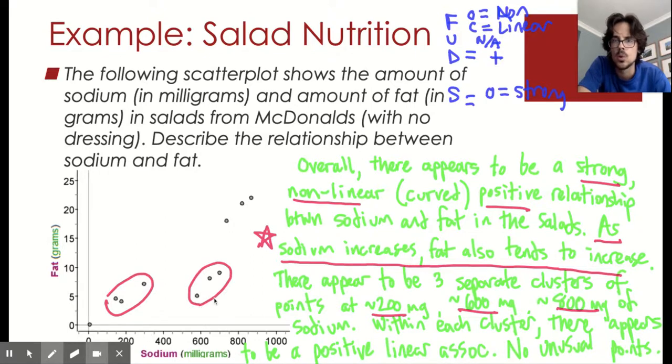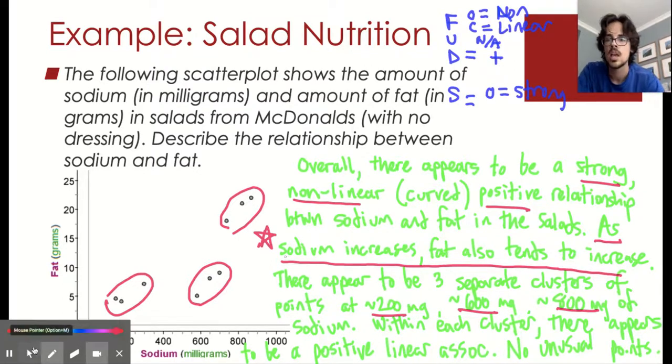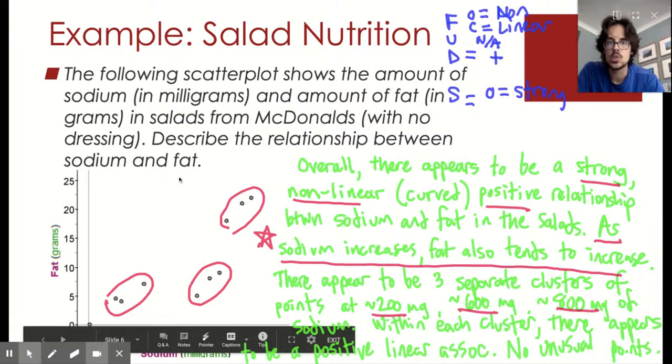So grilled is lower in fat. And then these ones were going to be, I think, fried chicken. So lots of sodium and lots of fat. So the type of chicken in the salad made a difference in where those points were located. So we identify clusters so we can look for other variables of interest. And that is just a basic introduction to how you should describe a scatter plot.